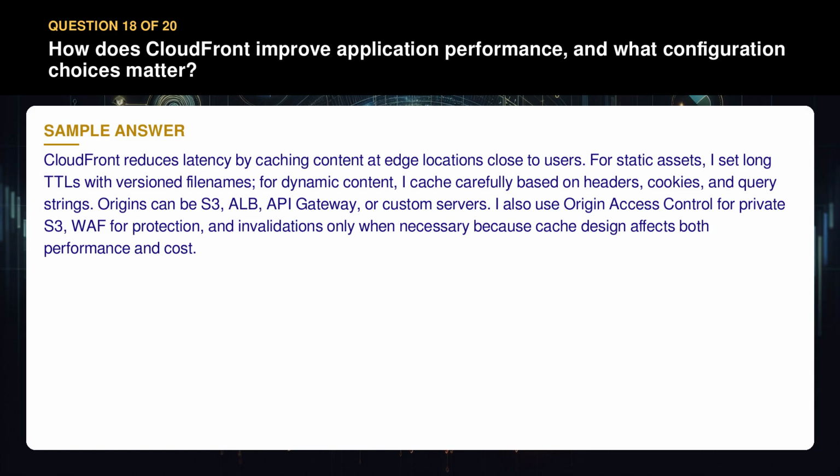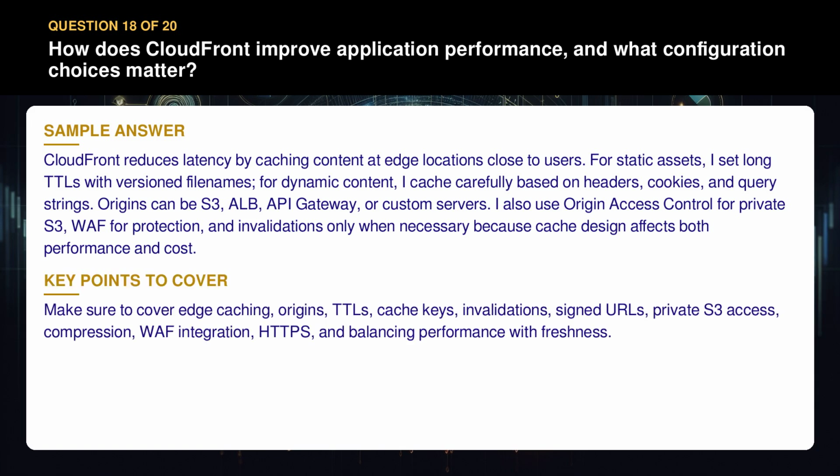I also use origin access control for private S3, WAF for protection, and invalidations only when necessary because cache design affects both performance and cost. Make sure to cover edge caching, origins, TTLs, cache keys, invalidations, signed URLs, private S3 access, compression, WAF integration, HTTPS, and balancing performance with freshness.